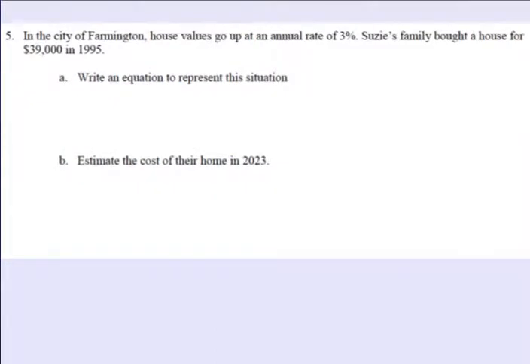So let's go ahead and take a look at number 5. In the city of Farmington, house values go up at an annual rate of 3%. So I'm going to write that as 0.03. Susie's family bought a house for $39,000 in 1995. So 1995 is going to represent our starting point. So let's write that equation. So it's starting at 39,000.